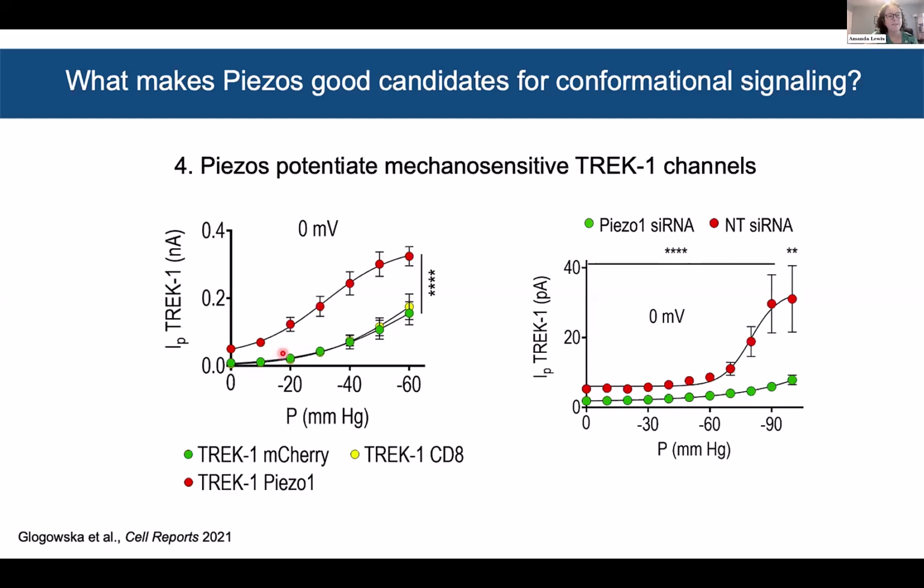And importantly, they found that this wasn't just true in an overexpression system, but also in a native system. So in a human adipose stem cell line that natively expresses both channels, if you measure the TREK current in a control cell, you can see here in red, you get TREK currents that increase with pressure. But when you knock down Piezo1 native expression with siRNA, this TREK current is nearly absent, suggesting that this Piezo1 modulation of TREK1 exists in a physiological system. So we set out to specifically identify whether or not Piezo1 was capable of conformational signaling using its modulation of TREK1 as a readout.